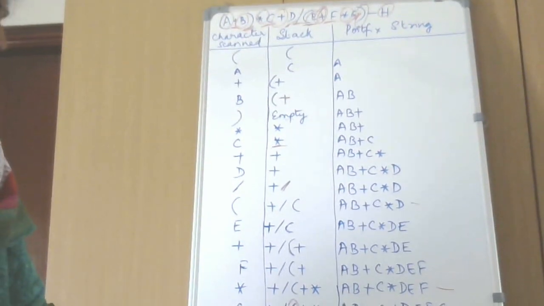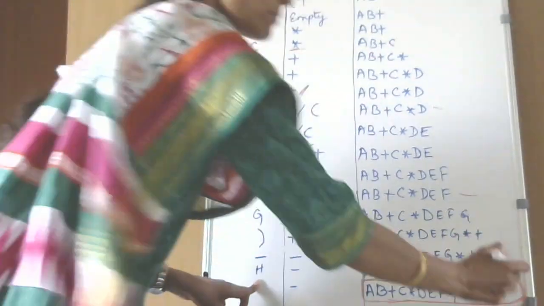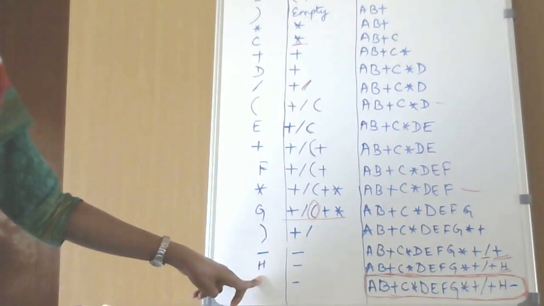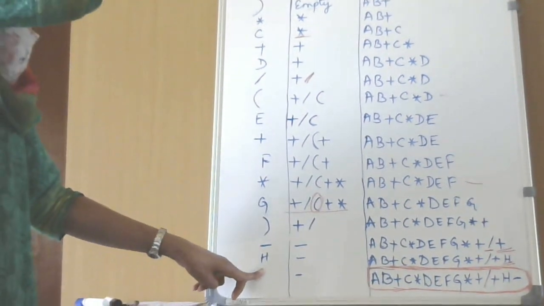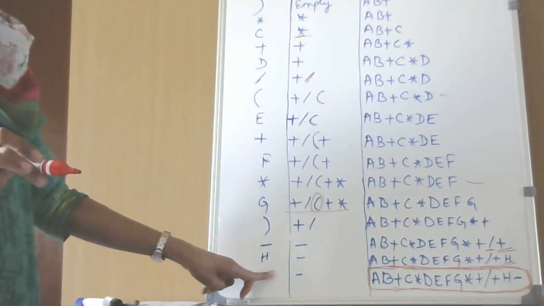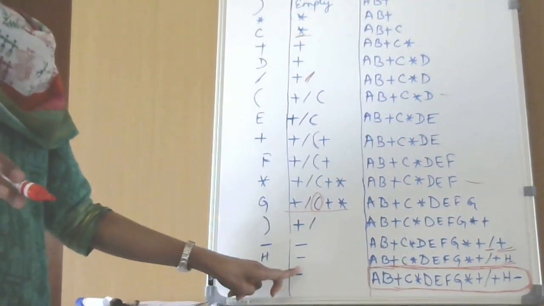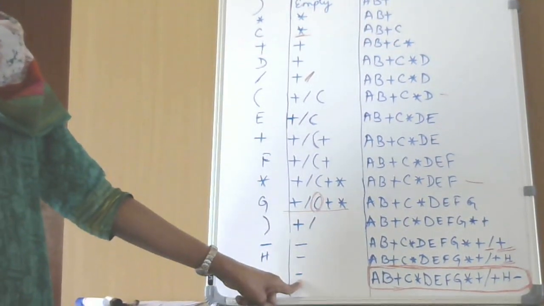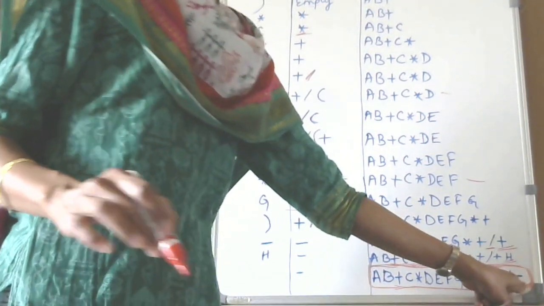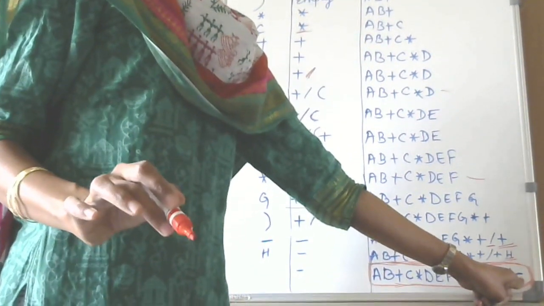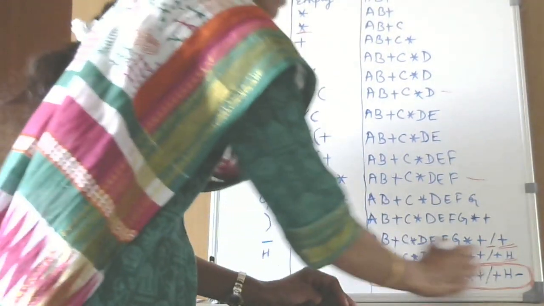Okay. Next, the last character we have is H. So H is an alphabet. So simply it will come and get added to the postfix string. After we are done with all the characters, we will pop out whatever is there in the stack also. So this minus which is remaining will also get popped out and get added to the postfix string. So this becomes our final postfix string for the given infix expression.